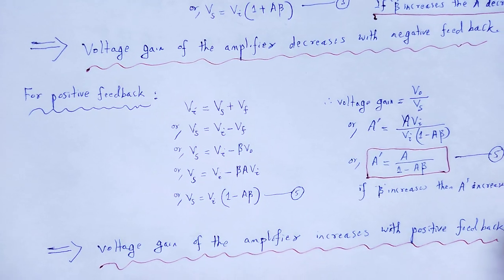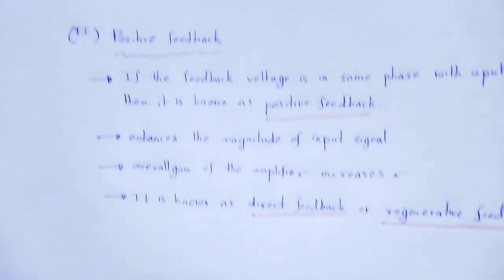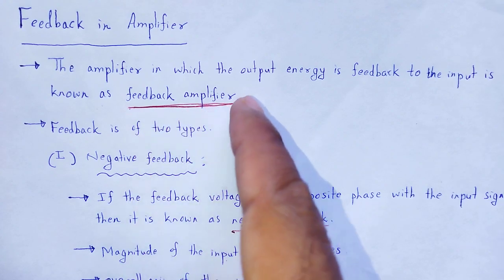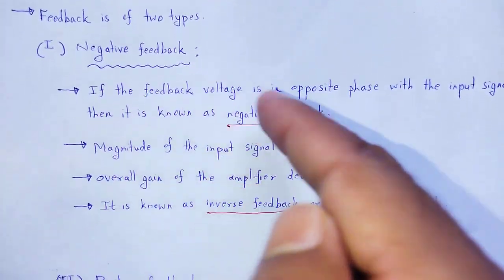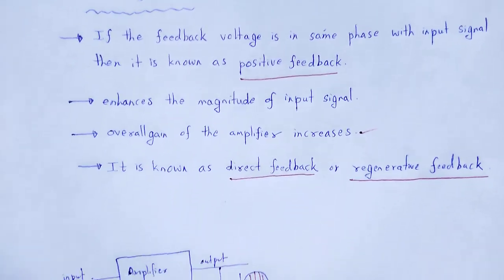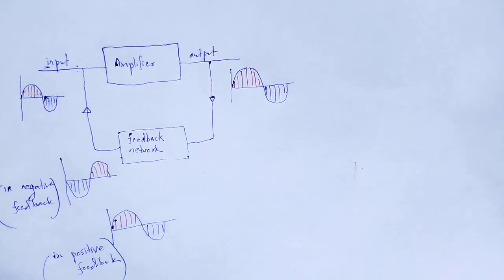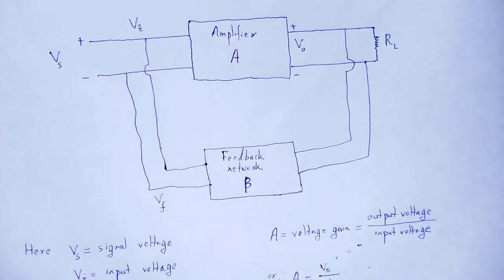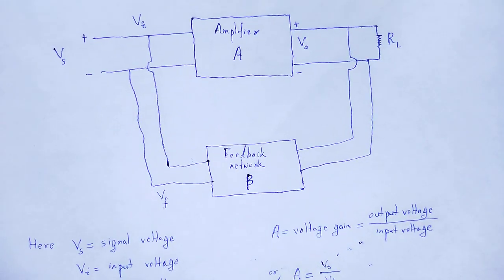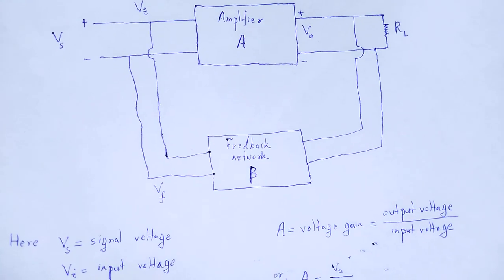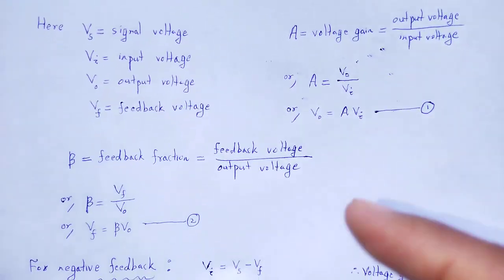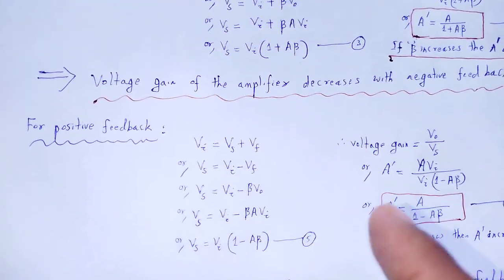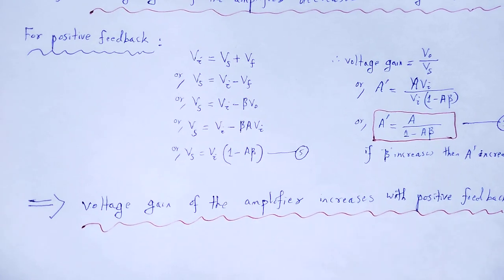So here, with the help of this video lecture, we understand the concept of feedback in amplifier. What is feedback in amplifier? Its types, negative feedback and positive feedback. Mathematically we show the voltage gains for the respective feedbacks, the voltage gain in negative feedback and the voltage gain in positive feedback.